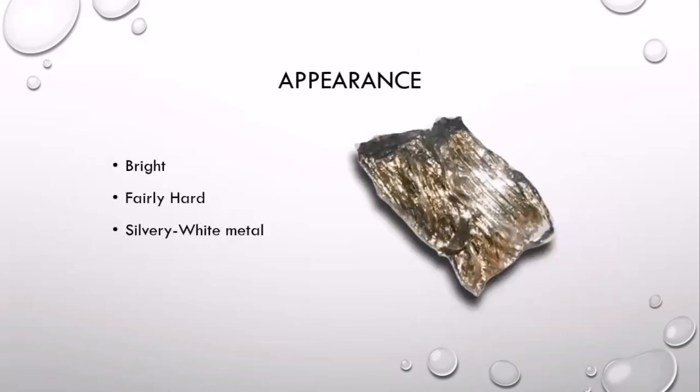As you can see in the picture, samarium is a bright silvery white metal. Samarium is the hardest alkaline earth metal on the earth crust. But at the same time, it is very brittle, which means that it can be broken down very easily.